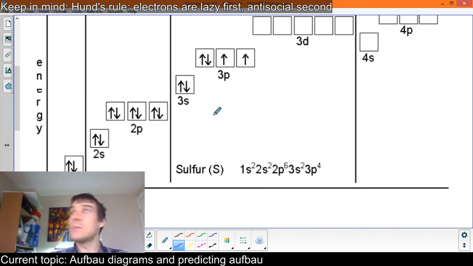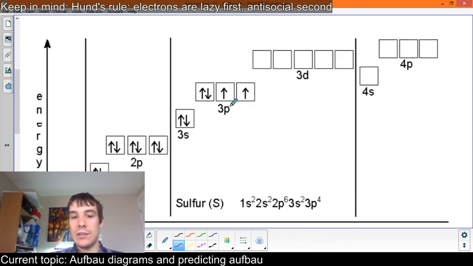And note that Hund's rule is still in effect. Electrons are lazy first and antisocial second. Look at 3p. The electrons have spread out first to put 1 electron into each of the orbitals, and then the next electron, having nowhere else to go, has partnered up with this electron here. So that's Aufbau diagrams in a nutshell.